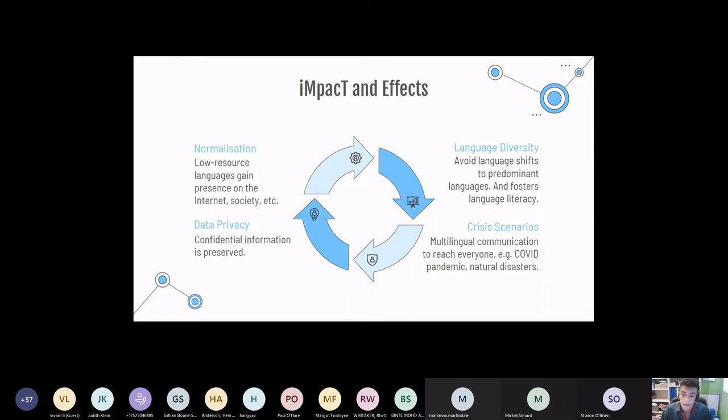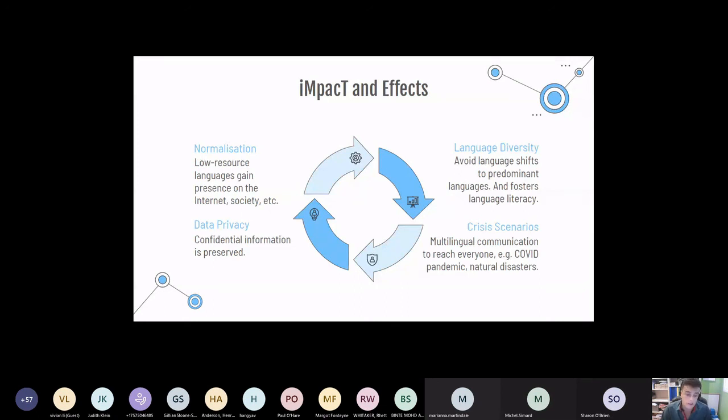So smaller groups of the society can talk and can communicate and can normalize their language with the society, politics, and even with administration. Then it also helps language diversity, because we avoid language shift to predominant languages. That's related with the previous, and then it fosters language literacy. Small groups of people know, for example, Catalan in the Valencian country less than Spanish, and that's increasing right now thanks to machine translation systems or even a normalization that is taking place.